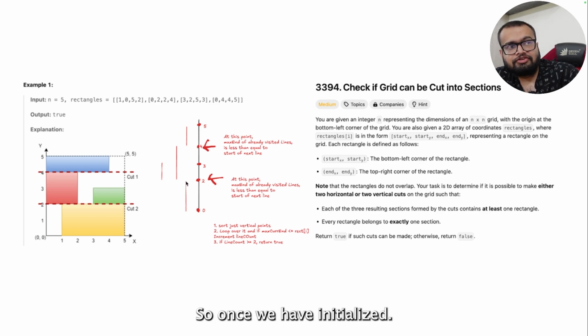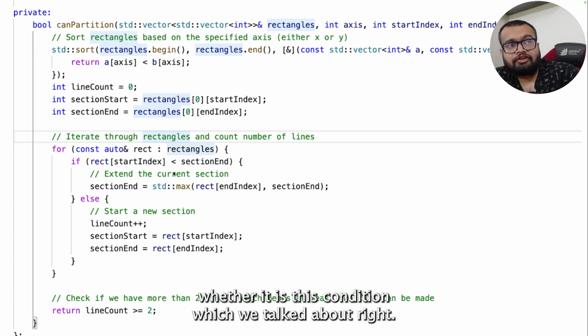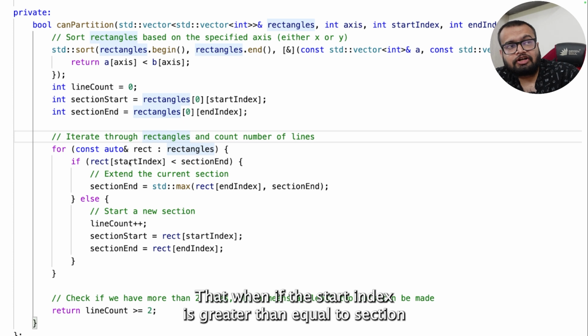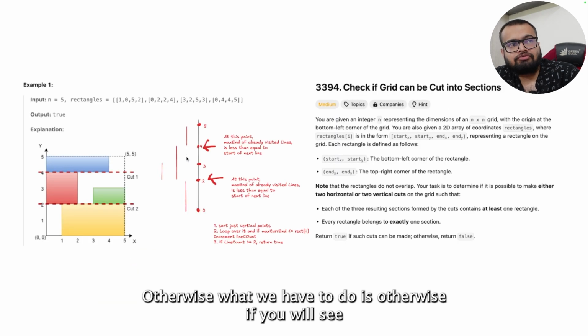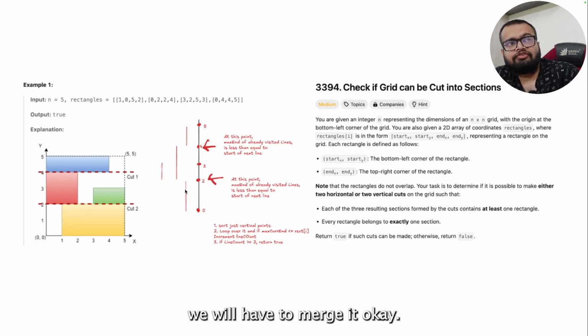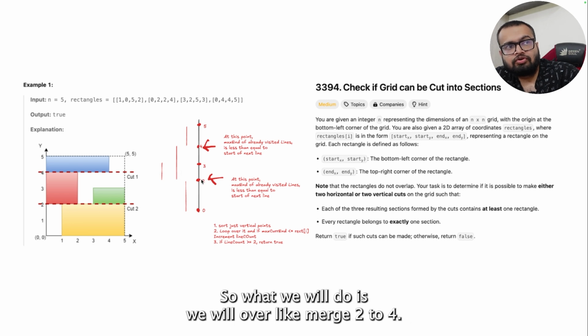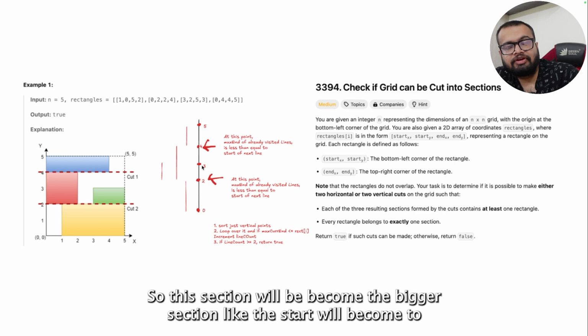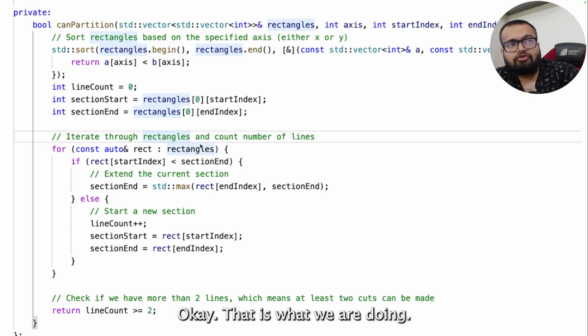Once we have initialized, we will have a for loop which checks this condition which we talked about: if the start index is greater than or equal to the section end, then we increment it. Otherwise, we have to merge. Like in this case, these two lines were overlapping, so we merge 2 to 4. The section becomes a bigger section: the start will become 2, the end will become 4.